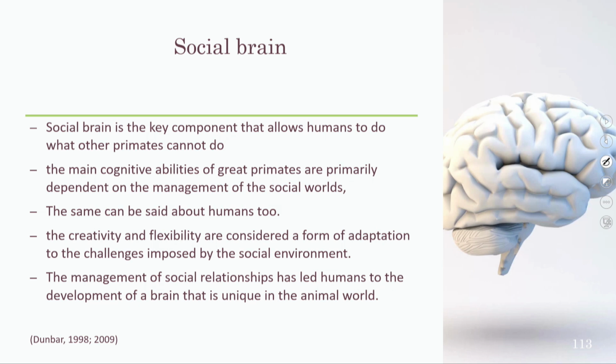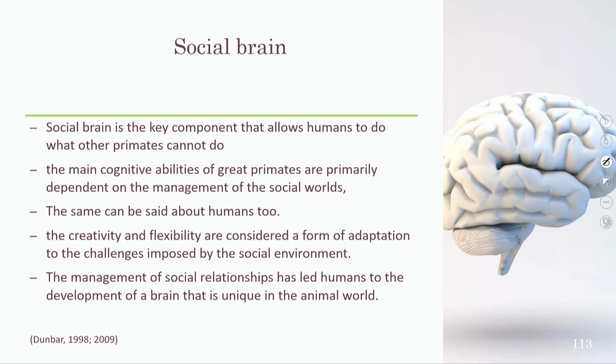So, social brain is the key component that allows humans to do what other primates cannot do. We are very similar to our other close cousins. However, we do certain things that they cannot do, and that is where apparently the idea of social brain comes in. Okay. The main cognitive abilities of the greater primates are primarily dependent on the management of social worlds. The same can be said about humans too. The creativity and flexibility are considered a form of adaptation to the challenges imposed by the social environment.